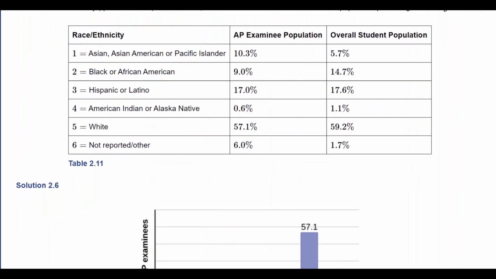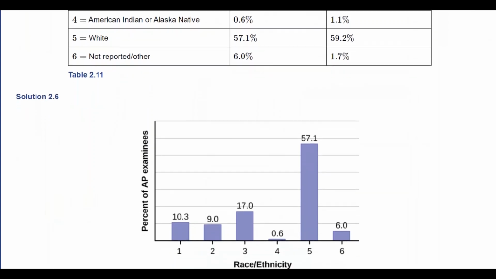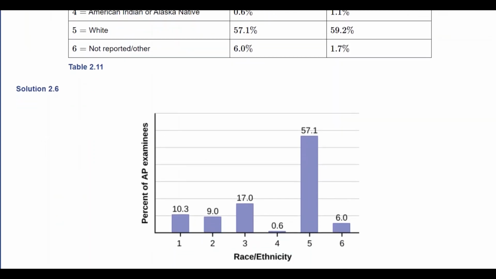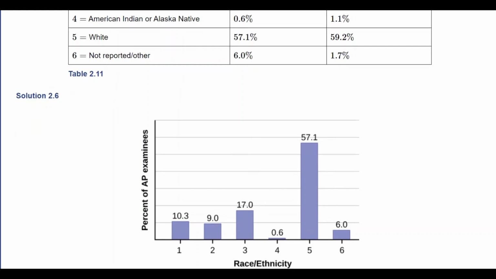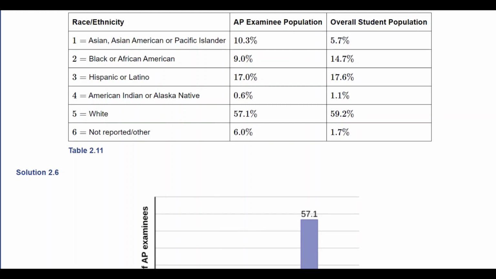And we represent this information in the bar graph, taking on the x-axis the race or ethnicity, and on the y-axis the percentage of examinees only, not the students. Okay, so in the first bar graph, we represent the population by a number that is assigned to that population, and that number is 1, and it represents Asian American or Pacific Islander people.